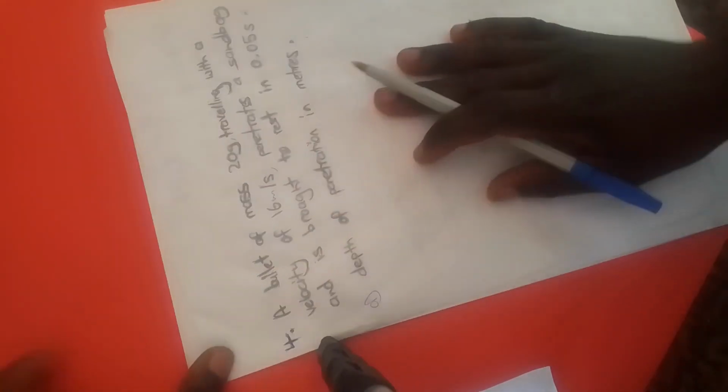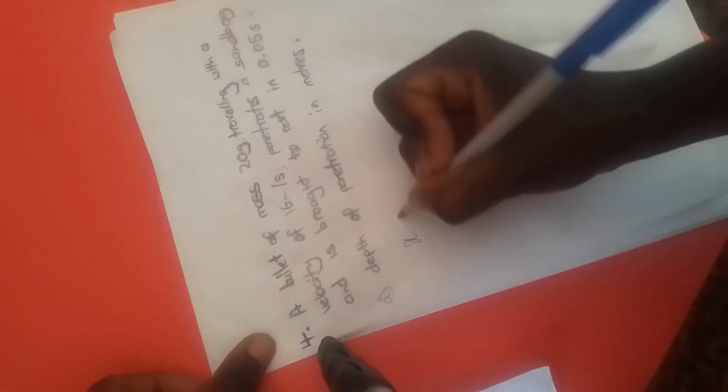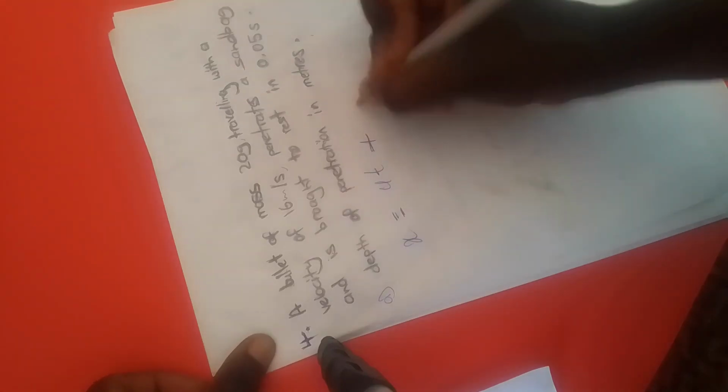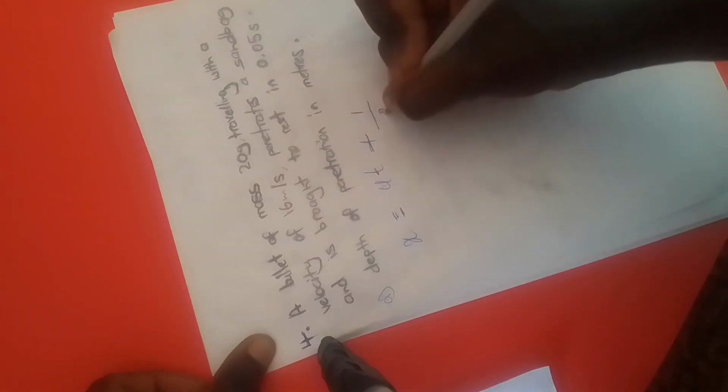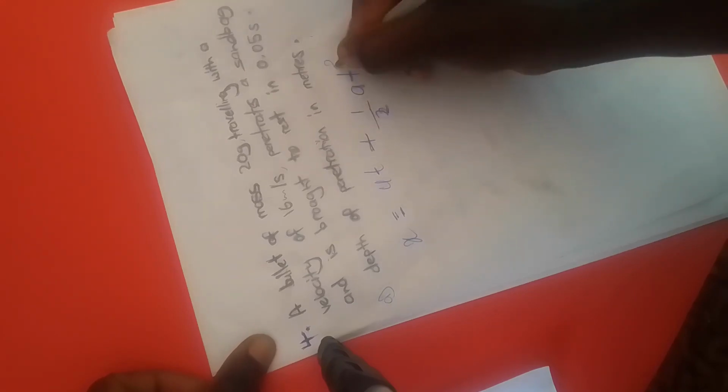Let's look at a question. For question 4, we have space for explanation. This is the question for this equation. We're going to use this equation: x is equal to ut plus half at squared.